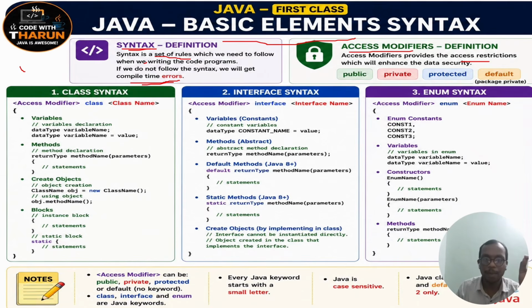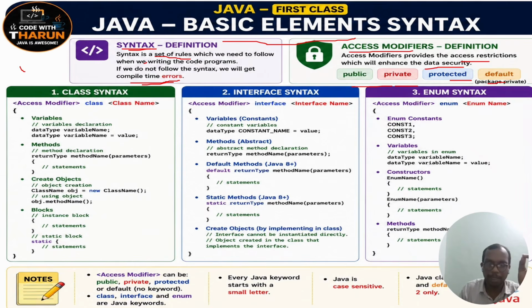Similarly, Java provides access restrictions to protect the data. These restrictions are called access modifiers. Once again, the definition: access modifiers provide access restrictions which enhance data security. There are 4 access modifiers in Java: public, private, protected, and default. Let me discuss one by one.